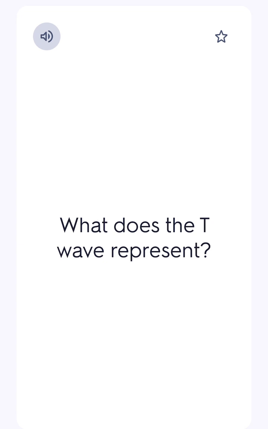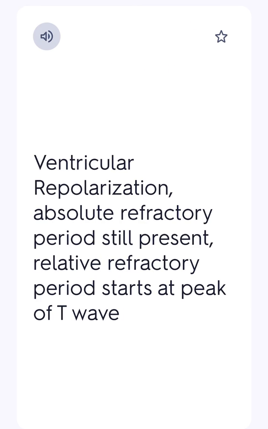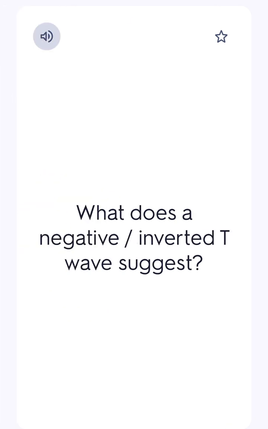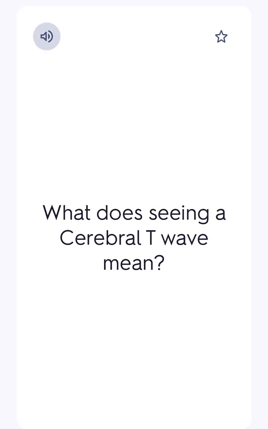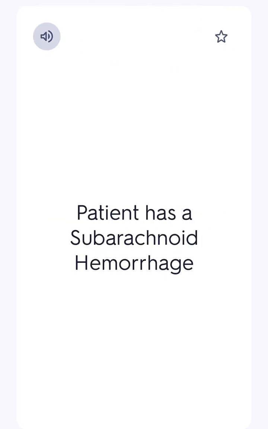What does the T wave represent? Ventricular repolarization, absolute refractory period still present, relative refractory period starts at peak of T wave. What does a negative/inverted T wave suggest? Myocardial ischemia. What does seeing a cerebral T wave mean? Patient has a subarachnoid hemorrhage.